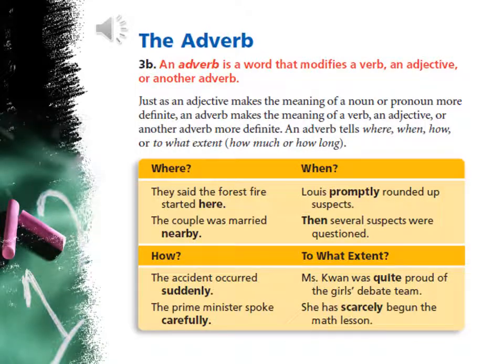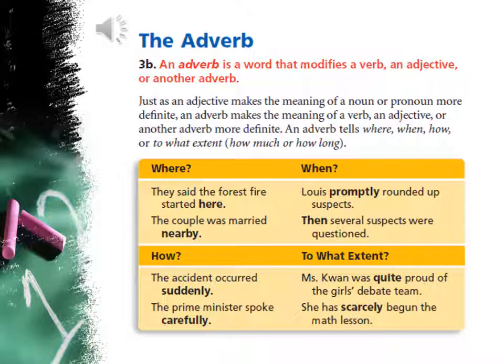An adverb is a word that modifies a verb, an adjective, or another adverb. Just as an adjective makes the meaning of a noun or a pronoun more definite, an adverb makes the meaning of a verb, an adjective, or another adverb more definite. An adverb tells you where, when, how, or to what extent, or how much or how long.